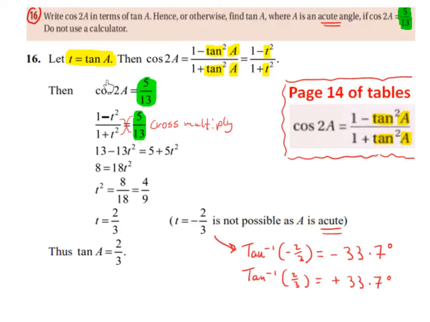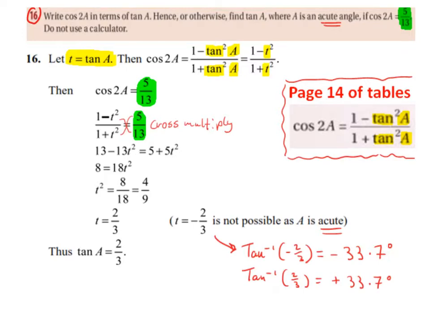So then cos of 2A is equal to 5 over 13. So therefore we're going to swap cos of 2A with 1 minus t squared divided by 1 plus t squared. So this is all equal to 5 over 13. Next we're going to cross multiply. So 1 minus t squared multiplied by 13 gives us 13 minus 13t squared. And 1 plus t squared multiplied by 5 gives us 5 plus 5t squared.